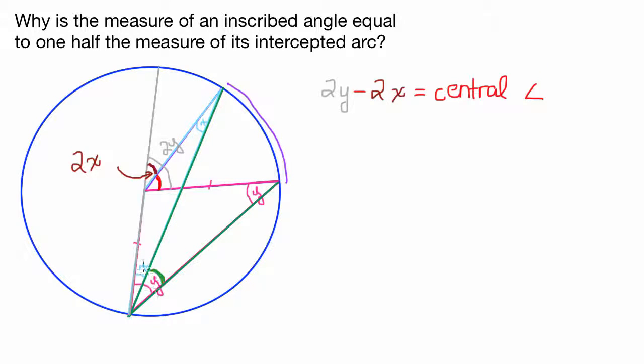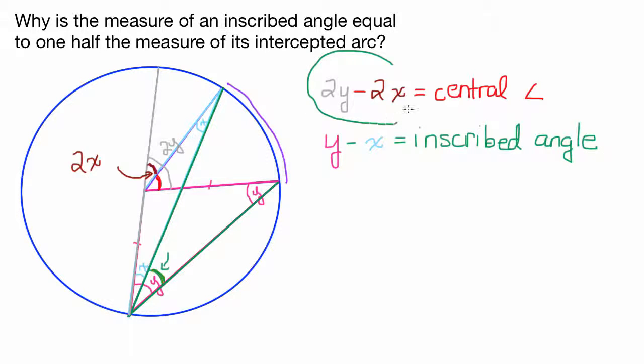Let's see what it is. Well, look, we have a y and an x again. As you can see, y minus x is going to leave you with the green one. So y minus x equals the inscribed angle. Now look at this. We've got the central angle being 2y minus 2x and the inscribed angle being y minus x.